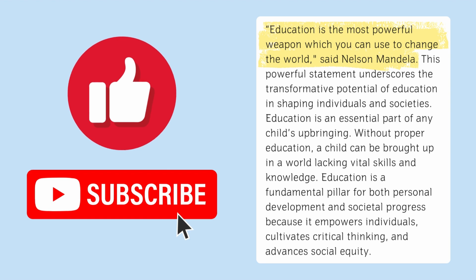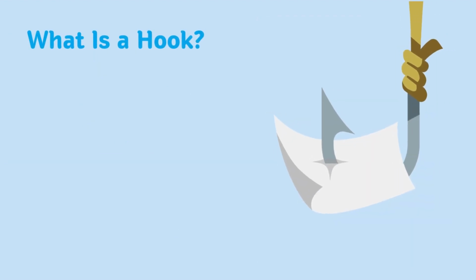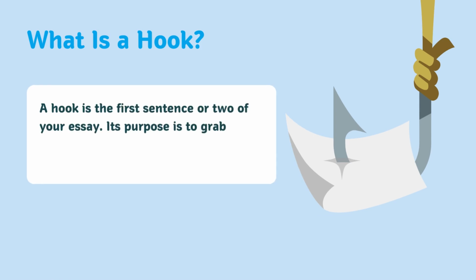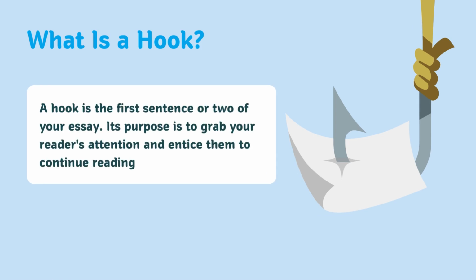You might be wondering, what is a hook? A hook is the first sentence or two of your essay. Its purpose is to grab your reader's attention and entice them to continue reading. A well-crafted hook can make your essay stand out and leave a lasting impression on your readers. So now we know what a hook does. But what does it look like?